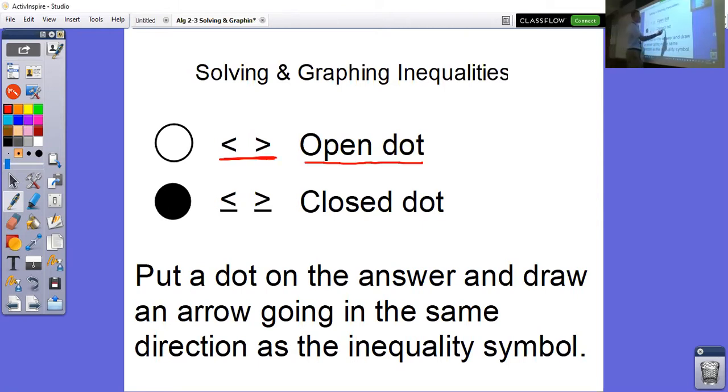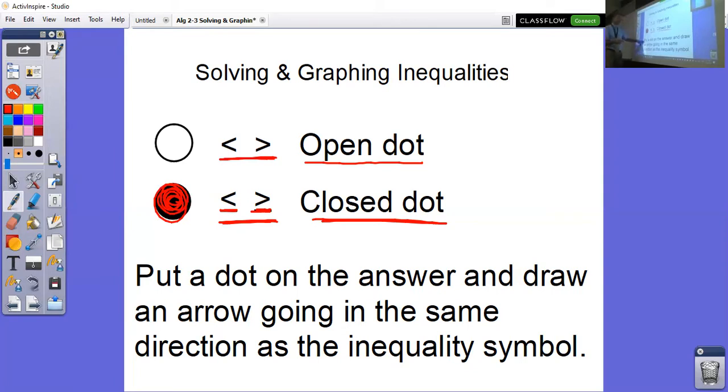You have to use a closed dot when you have less than or equal to or greater than or equal to. So an open dot is a dot that is not filled in. A closed dot is a dot that is filled in. The way that I like to remember it: you have to do more work by putting the extra "or equal to" line below the less than or equal to symbol, so you have to do more work by filling in the dot. That's how I like to remember it.